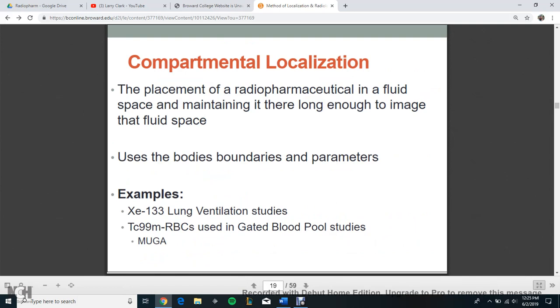Compartmental localization. The placement of a radiopharmaceutical in a fluid space and maintaining it there long enough to image that fluid space uses the body's boundaries and parameters. An example is xenon-133 lung ventilation studies, or technetium-99m red blood cells used in the gated blood pool studies, MUGA.